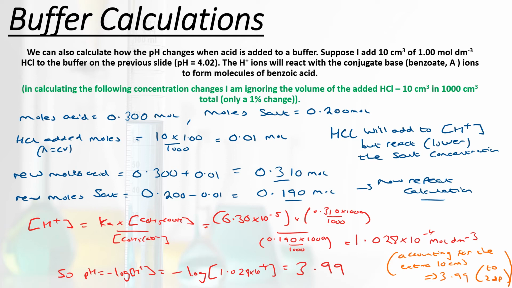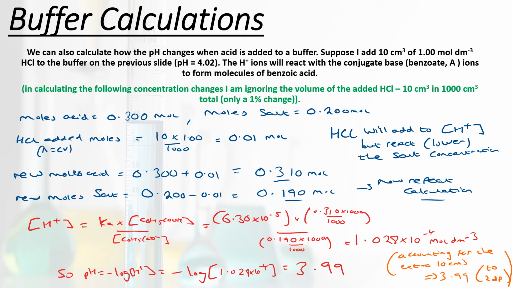Now all we do is repeat the calculation we did before with these new mole values. So we rearrange our Ka expression for H plus. That gives us our H plus concentration as Ka times the acid concentration divided by the salt concentration. Again, remember that we have to convert the mole values we've been dealing with back into concentration. So we need to times by 1,000 and divide by 1,000. The times by 1,000 is to convert to get these concentrations in moles per decimetre cubed. And the dividing by 1,000 is the volume of the solution, which is 1,000 centimetres cubed. So again, it will cancel out in this case.